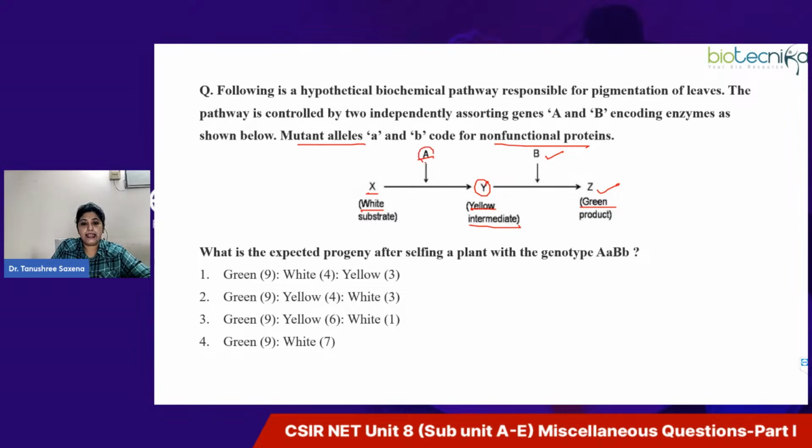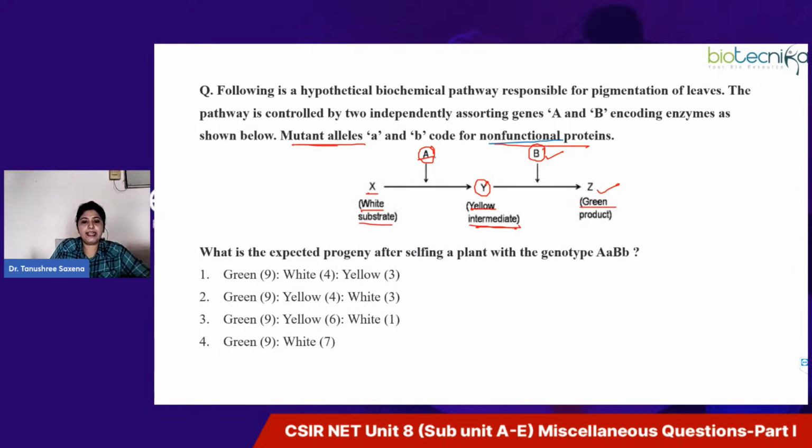Now, the dominant A allele, the normal allele we can say, because here the mutant allele is mentioned, is responsible for conversion of the substrate, the precursor, into an intermediate. And finally, the intermediate will be converted by the product of gene B. It is mentioned that the mutant alleles of A and B code for non-functional proteins.